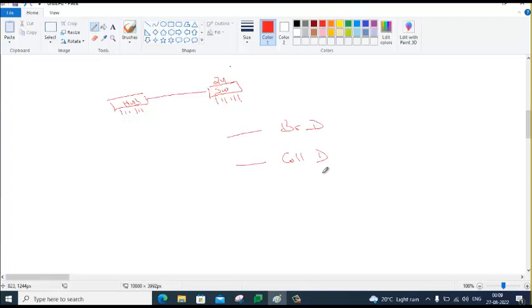Am I confused? Yes. Switch has a single broadcast, right? Hub and switch have only one broadcast domain. Hub has got only one collision domain and only one broadcast domain. Yes. And on a switch, you can increase the broadcast domain by creating VLANs. But by default, it is only one.